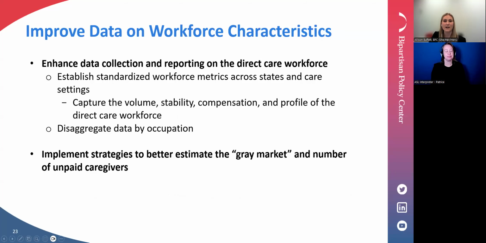And finally, to better monitor and understand the workforce and the impacts of any policies on this workforce, reforms should strengthen data collection and reporting. For example, these reforms could include establishing standardized workforce metrics across states and care settings. And finally, there is an opportunity to better estimate the gray market and the number of unpaid caregivers. For example, there could be an enhanced state or federal surveying to better study the trends among these caregivers.